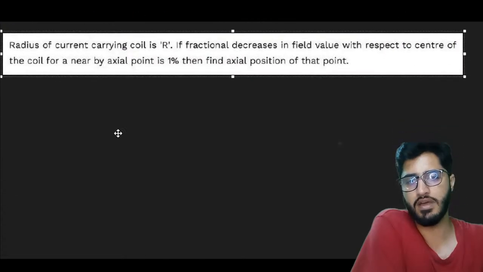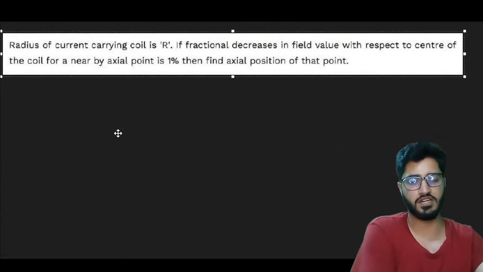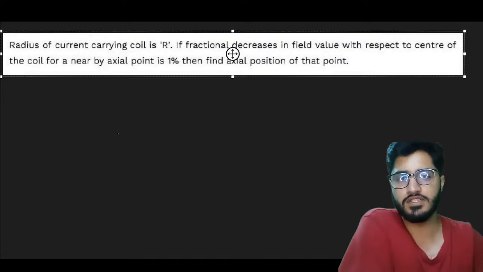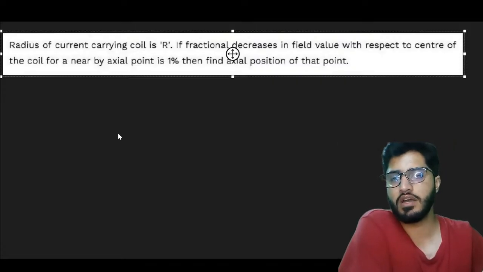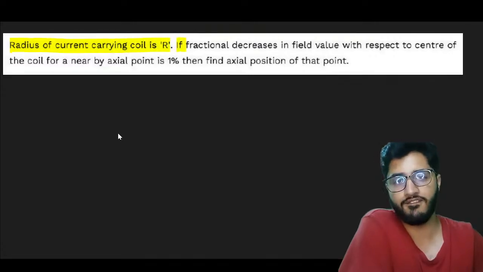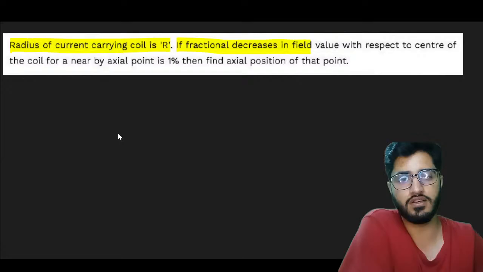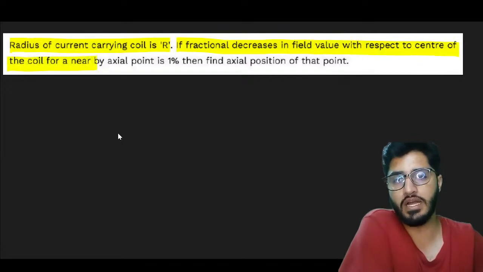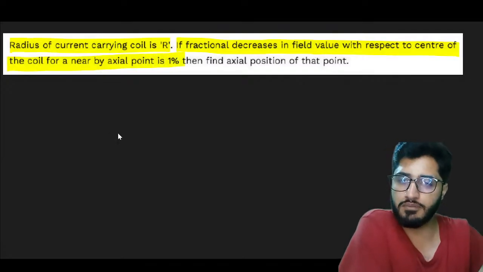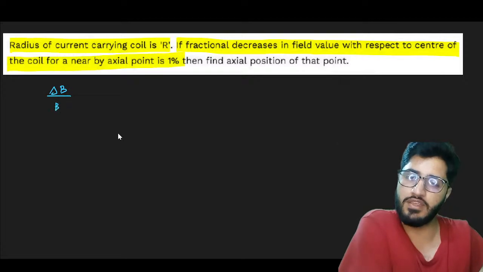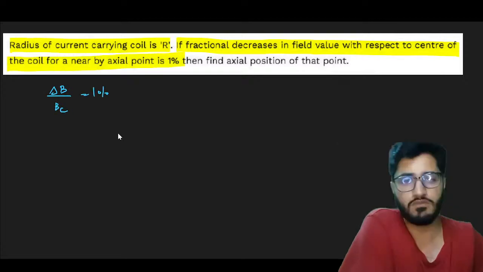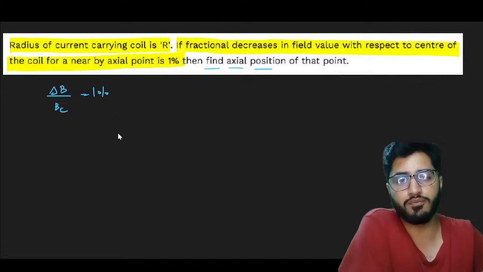This numerical is on the fractional decrease. It states that the radius of a current carrying coil is R. Radius is given. The fractional decrease with respect to the center of the coil at a nearby axial point is 1%. Fractional decrease is given, so what does that mean? It is delta B by B center, it is 1%. Then find the position of that point. X we need to find out.